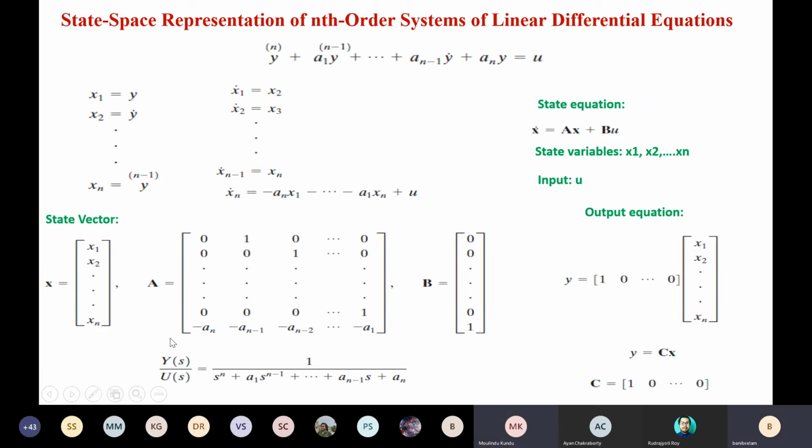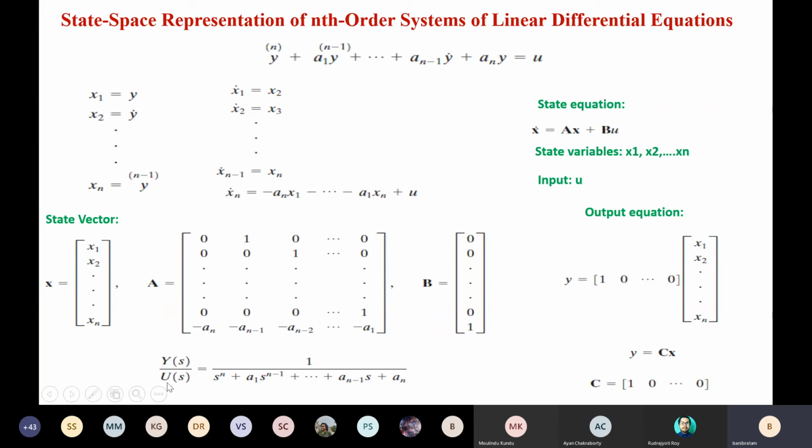Yeah. So y by u, because ultimately I want to find out the transfer function of the system. Y is the output, u is the input. So Y(s) by U(s) I have to find out. Now, if you simply take the Laplace transform of these equations and take the ratio, output by input, in the input you have only one. So you get 1 by s to the power n plus s to the power n minus 1, dot dot dot, like this.